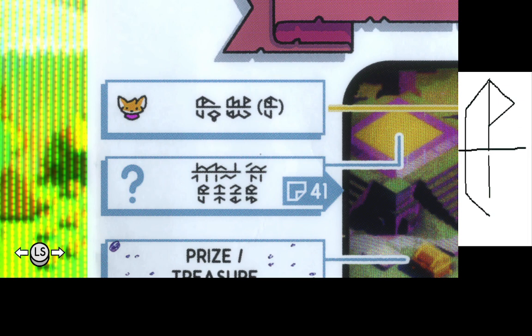So let's move to the next symbol here. This game has a journal? What do you mean the game has a journal? It has a manual that you pick up as you go through the game.